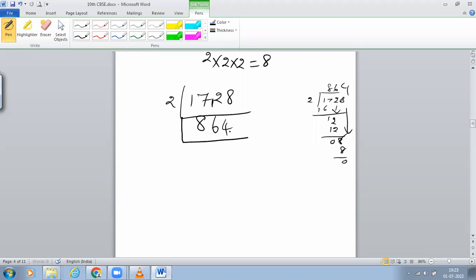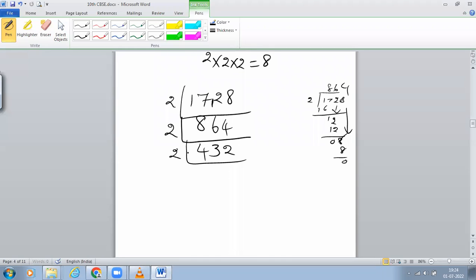Listen now. Next, again this number is an even number. So again we can divide it by the prime number 2. Now 2 4s are 8. 2 3s are 6. 2 4s are 8. 2 3s are 6 and 2 2s are 4. 432. Again, this 432 is an even number because it is ending with 2.